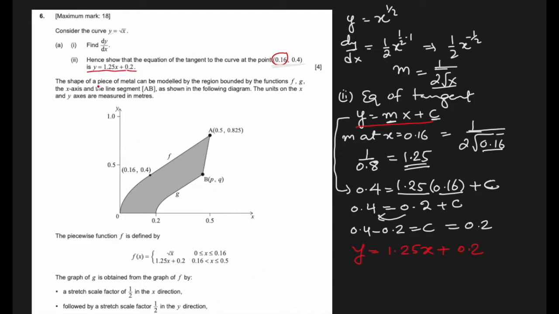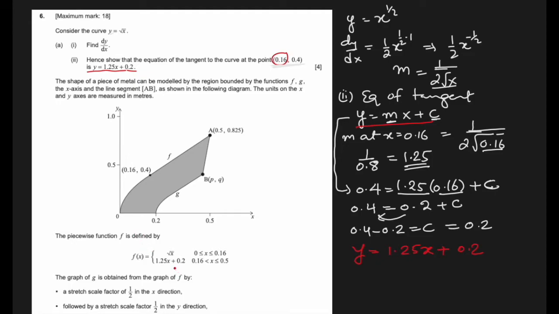Okay, the shape of a piece of metal can be modeled by the region bound by F, which is, they have not given an equation, have they? No. Okay, G is the second function, the x-axis, this one, and the line segment AB. Okay, they have shown it properly. As shown in the diagram, the units on the x and y axes are measured in meters. They are in meters. All right.